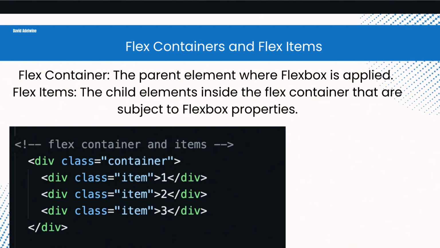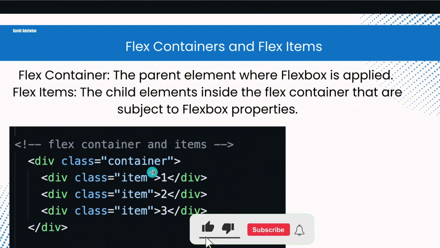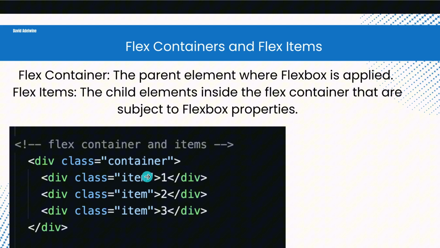This flex container has a main and a cross axis, and the main axis of the flex container is determined by the flex property called flex direction. So we have the main axis, which is by default a row, and then we also have the cross axis. Now when we look at the flex items, these are the direct children of the flex container.